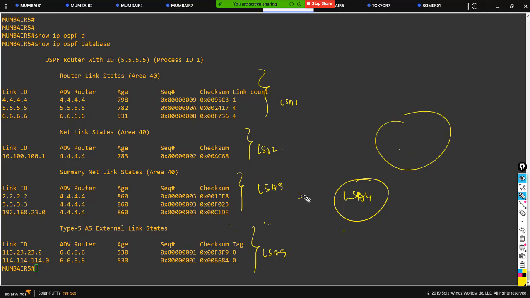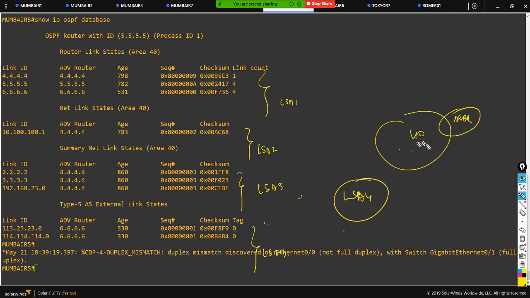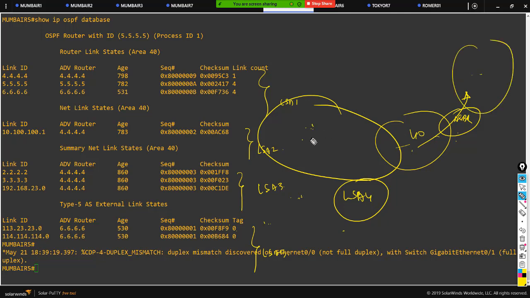This area, the area 40, has the ASBR in it. So it doesn't need to know the gateway. But when we talk about another area, it needs to know the gateway to reach towards the external routing protocol. That is where your LSA4 gets generated in the case of the non-attached ASBR areas. I don't say it's area 0 always. It could be any area.